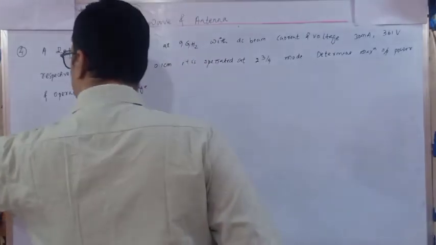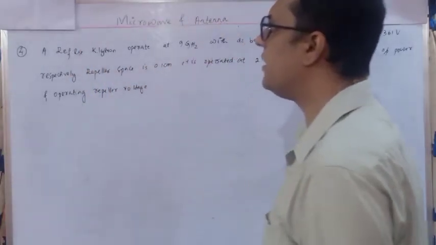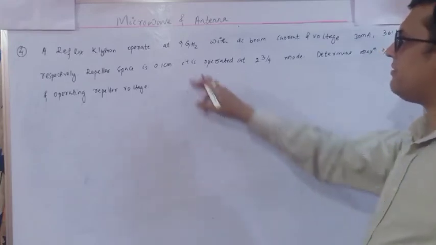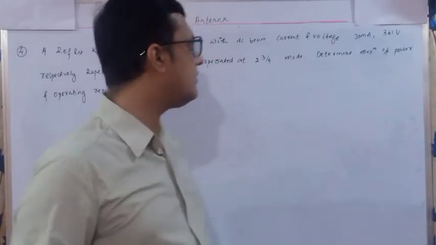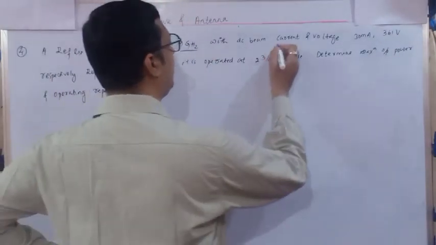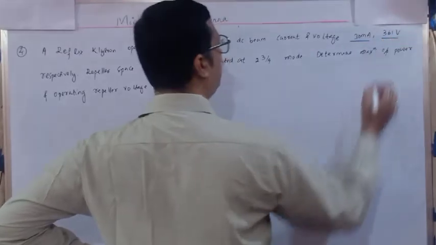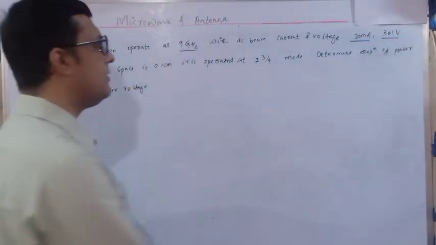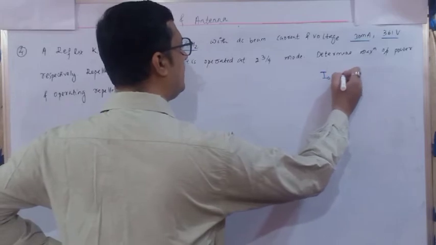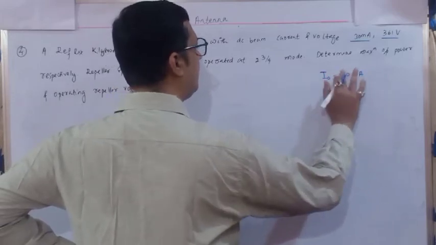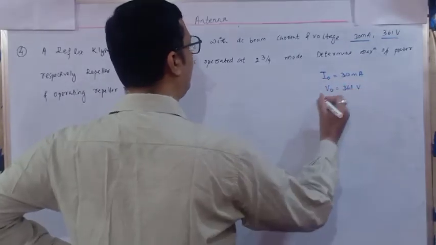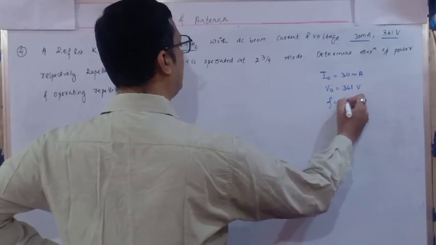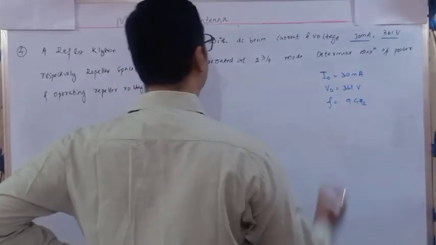Okay. So here is one more question. A reflex klystron operates at 9 GHz. That means the operating frequency is 9 GHz, given with DC beam current and voltage of 30 milliampere and 361 volt. That means I naught is 30 milliampere and V naught is 361 volt with operating frequency 9 gigahertz.